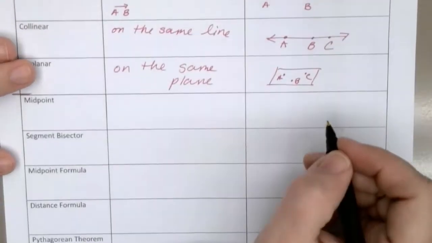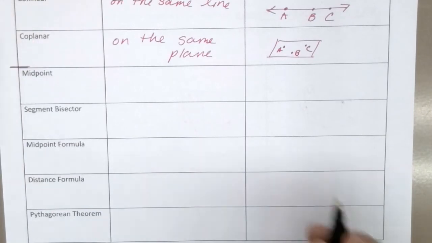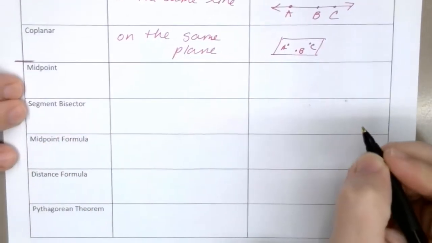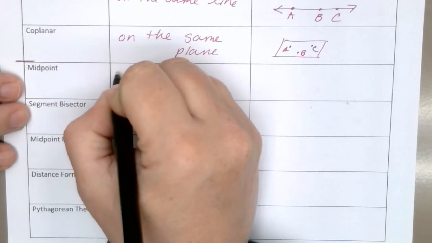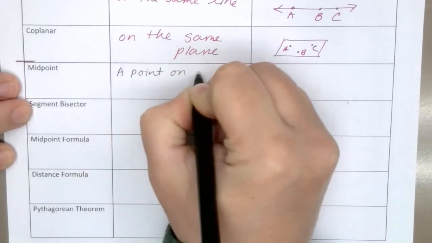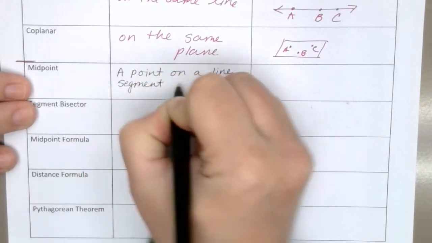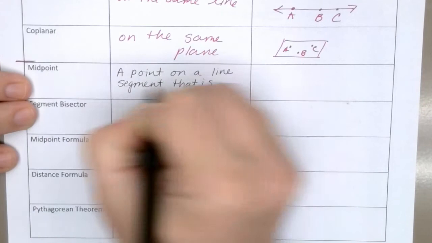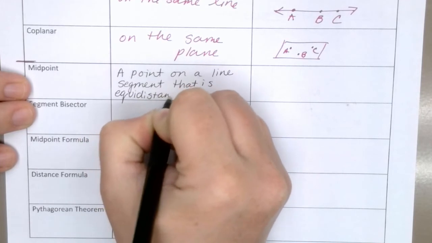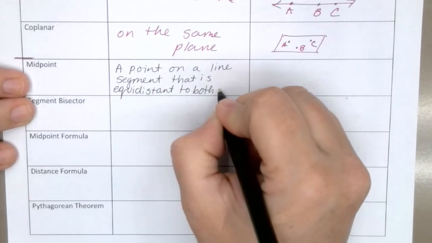I'm going to add a couple to that. You ready? First one I am going to show you is called the midpoint. Ready? The midpoint is a point on a line segment that is equidistant to both endpoints. What do you think equidistant means? Equal distances, exactly.